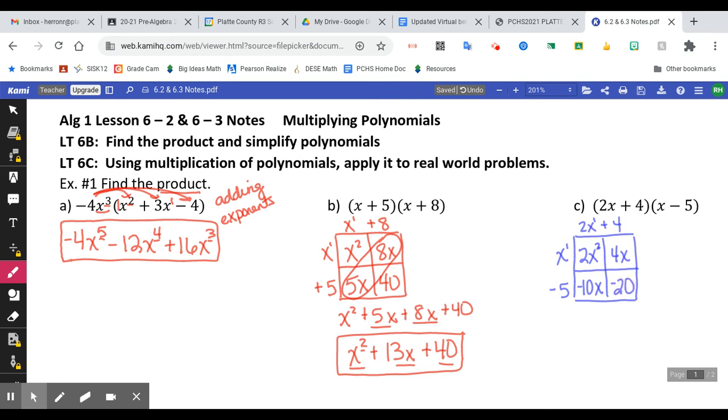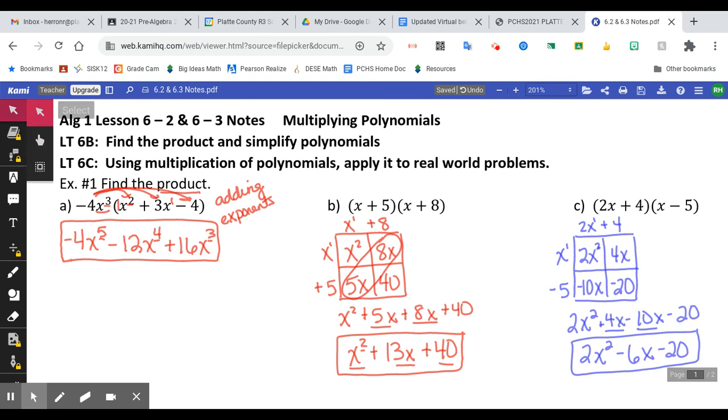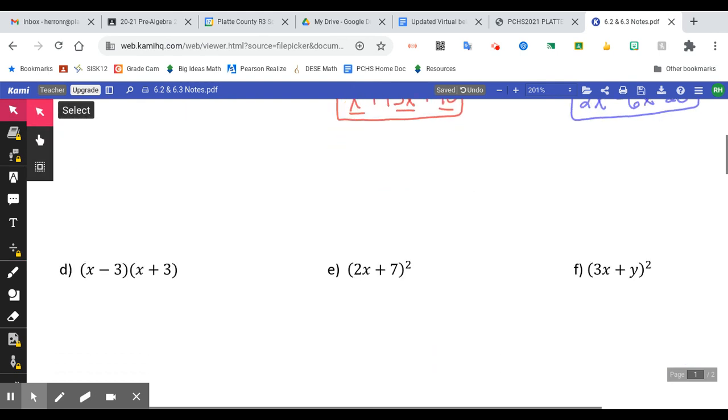All right, so again, I've got 2x squared plus 4x minus 10x minus 20. These two combine to give me 2x squared minus 6x minus 20. And that would be my answer because I don't have any more like terms. Okay, good. Let's go to the next one.